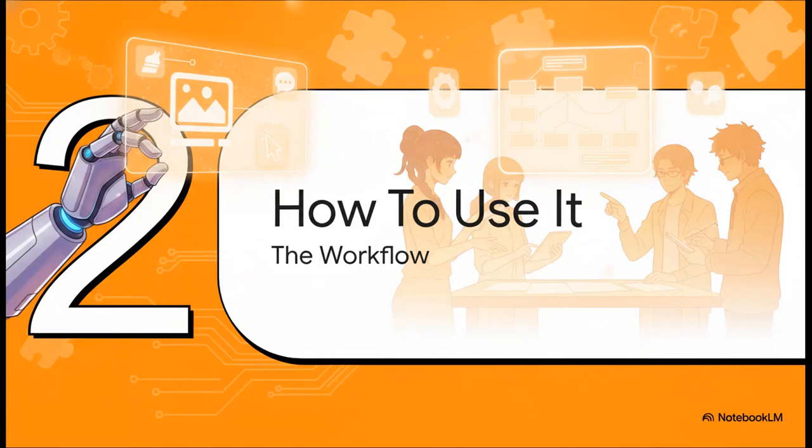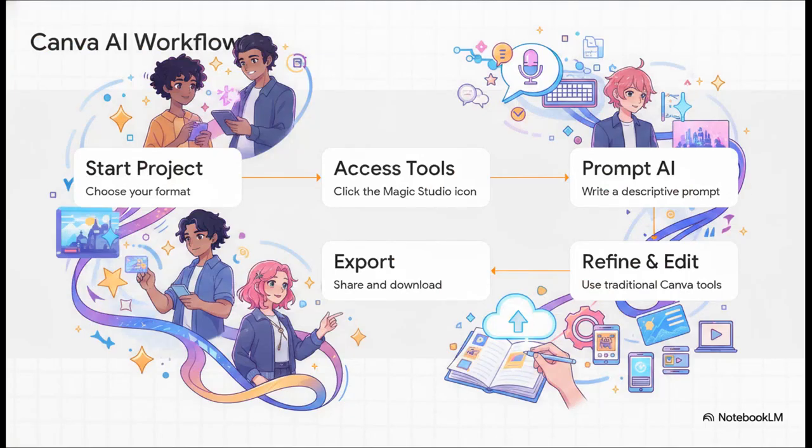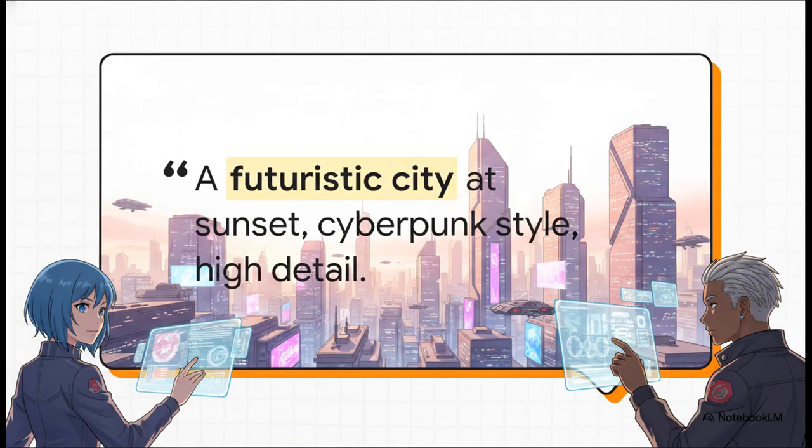Moving right along to Section 2, how to actually use it. The workflow is honestly incredibly straightforward, mostly because it's embedded right into the standard screen you already know. You just start a project, click the Magic Studio icon, which is usually a little sparkle next to a text box, prompt the AI, refine your results, and export. So the absolute crucial point happens in Step 3. This is where you actually delegate to your assistant.